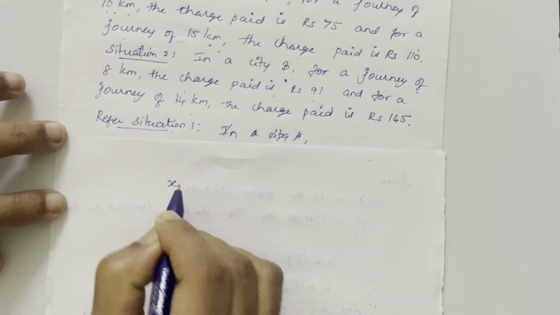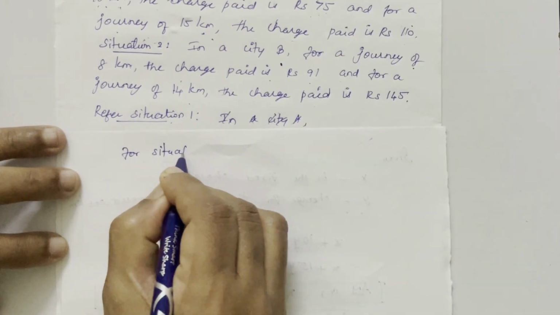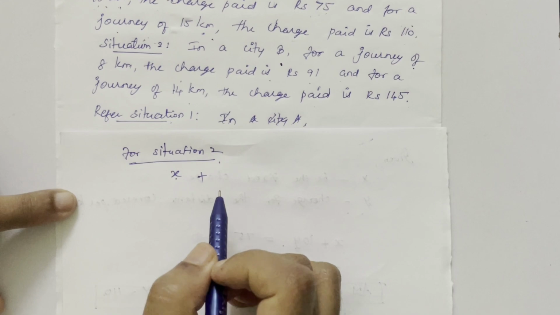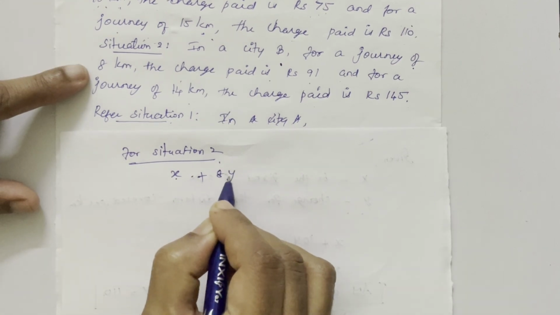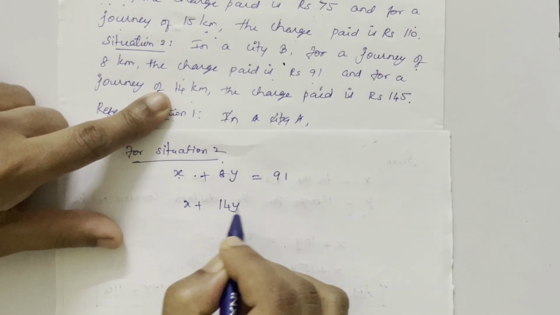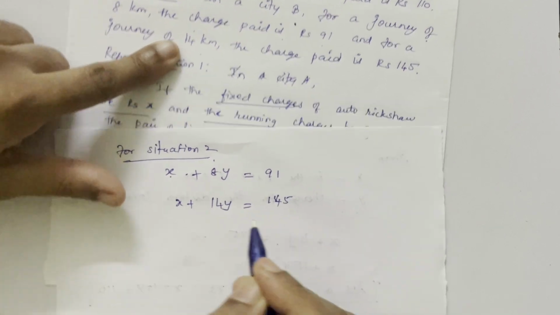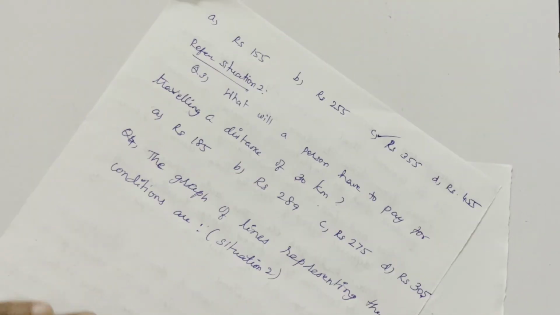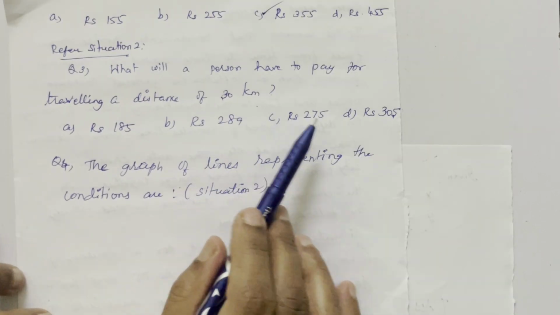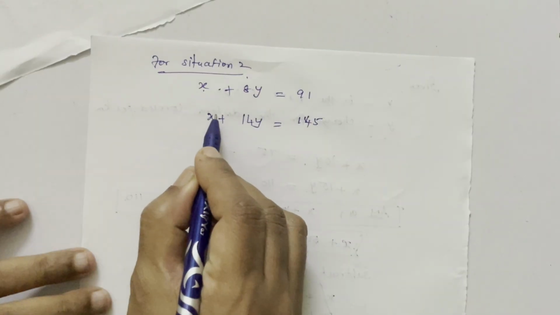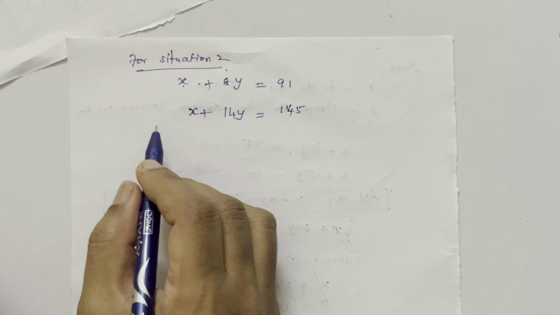Fixed charge x for situation 2. X is the fixed charge, y is the cost per kilometer for additional kilometers. For 8 kilometers, x plus 8y equal to 91. For a journey of 14 kilometers, x plus 14y equal to 145. Our question is, what will a person have to pay for traveling a distance of 30 kilometers? So we must know the fixed charge and then the charge per kilometer, and then we have to calculate the money for 30 kilometers. The procedure is the same as we have seen in situation 1.